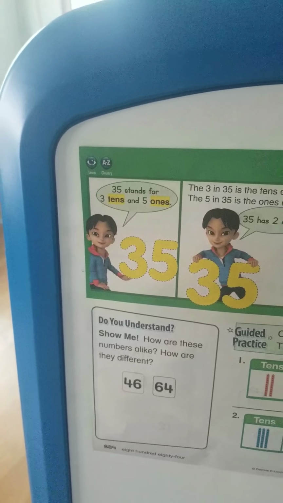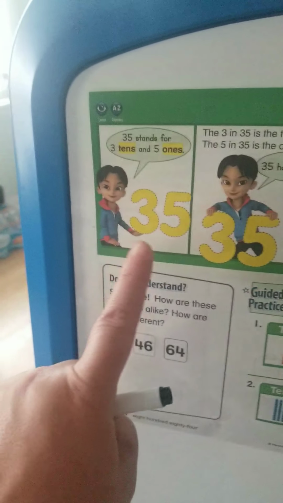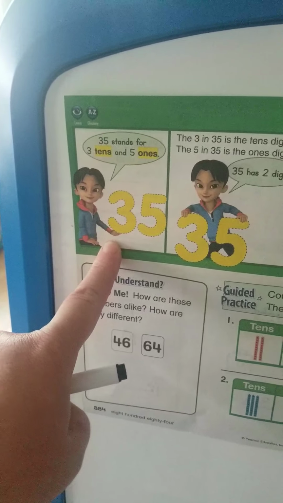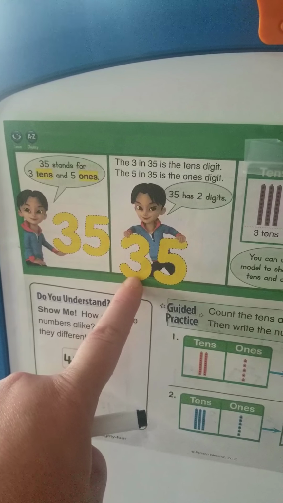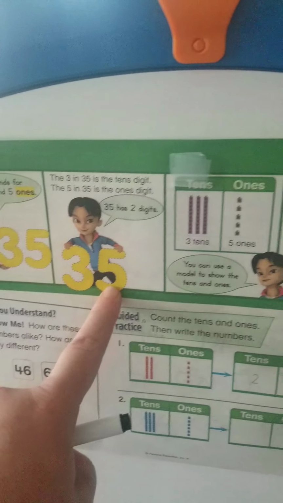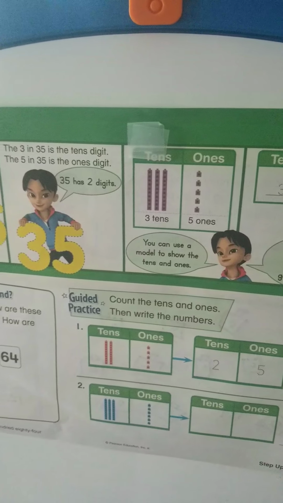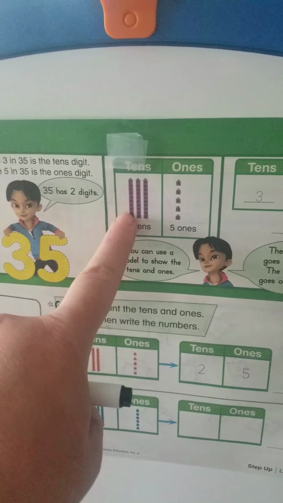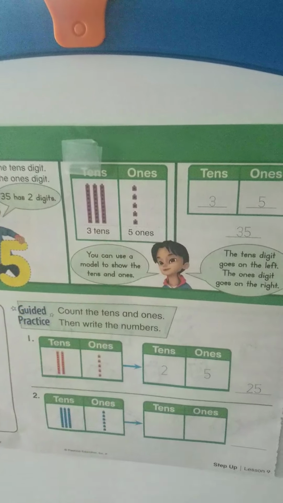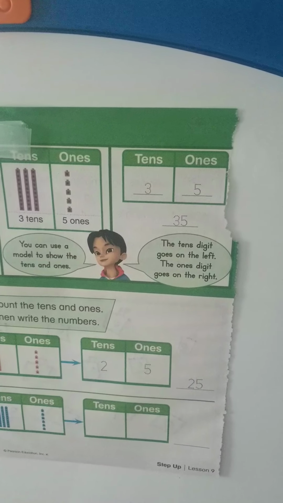35 stands for 3 tens and 5 ones. We talked about this before we left school, that this is the number in the ones place and this is the number in the tens place. The 3 in 35 is the tens digit. The 5 in 35 is the ones digit. You can use a model to show the tens and the ones. If we know that 3 is the number in the tens place, you could draw that with 3 groups of 10 and 5 ones. The tens digit goes on the left, the ones digit goes on the right.